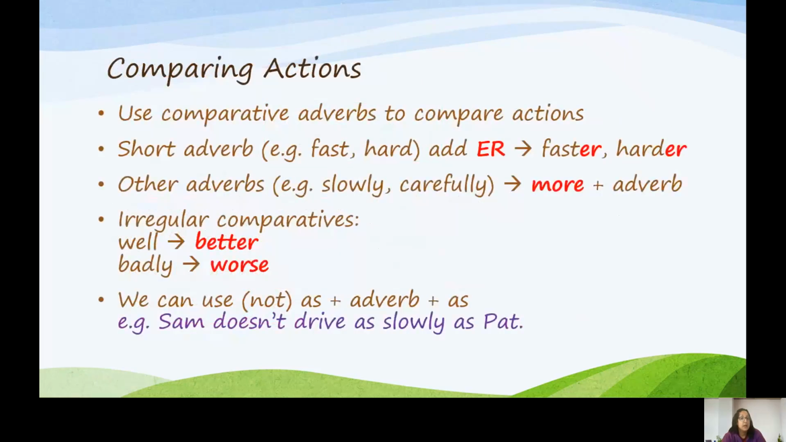So we can compare adverbs by using comparative adverbs to compare the actions. We can use a short adverb with ER, like faster and harder. And with other adverbs, like slowly, carefully, we use more with the adverb, similarly to the adjectives. There are only two irregular comparatives, and they are well becomes better, badly becomes worse. To help you, those are the same as the comparative adjectives.